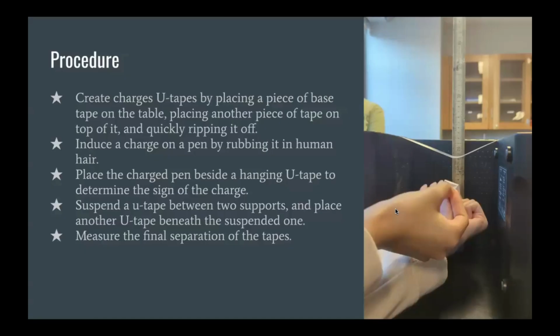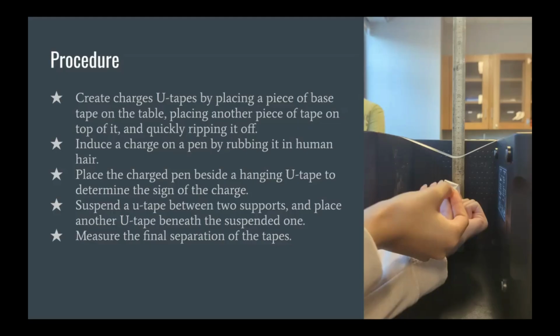The procedure for the physical experiment we did ourselves was that we created charges on the tape by placing a base piece of tape on the table and placing another piece of tape on top of it and quickly ripping it off. This induced a charge, and then we also induced a charge on a pin by rubbing it to human hair. And then we placed a charged pin hanging next to a piece of tape that was hanging to determine the sign of the charge.